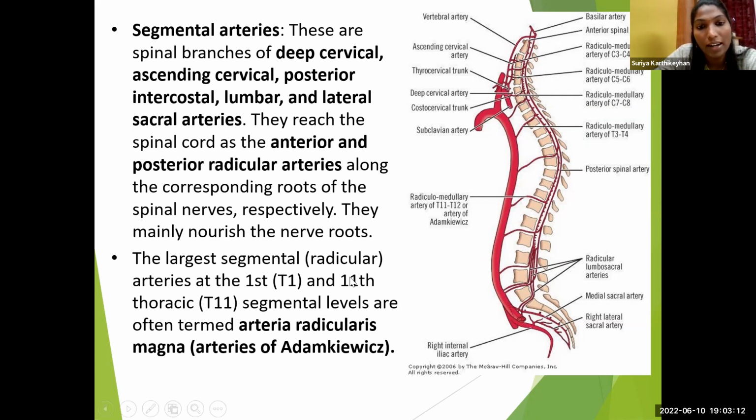We have large segmental arteries, one at T1 and one at T11. Those are called arteria radicularis magna. This is an important viva question. It can be asked as a NEET PG question also: name the artery of Adamkiewicz. That is nothing but the arteria radicularis magna, the large segmental artery of the T11 thoracic segment.